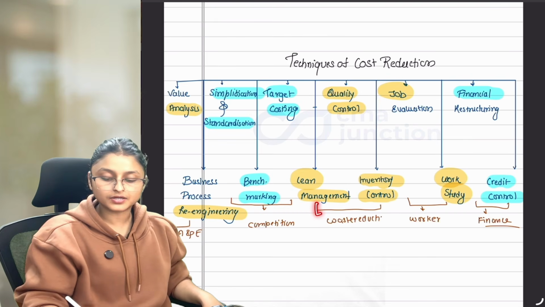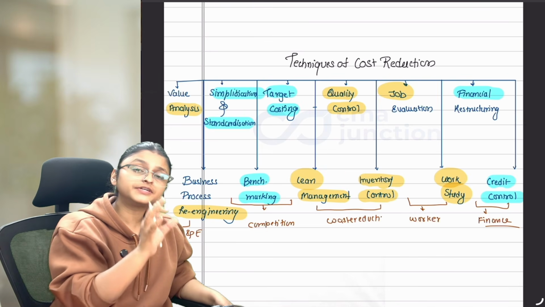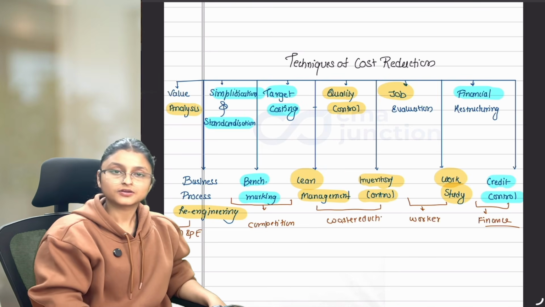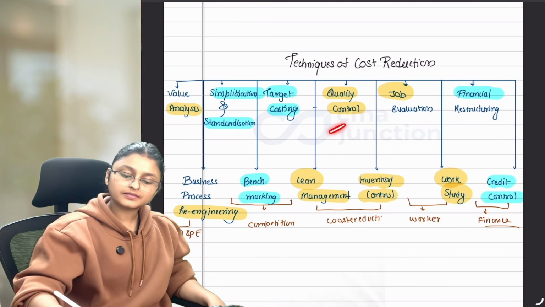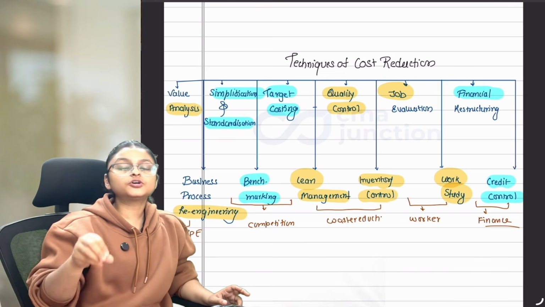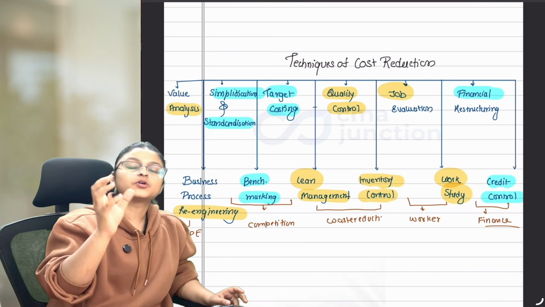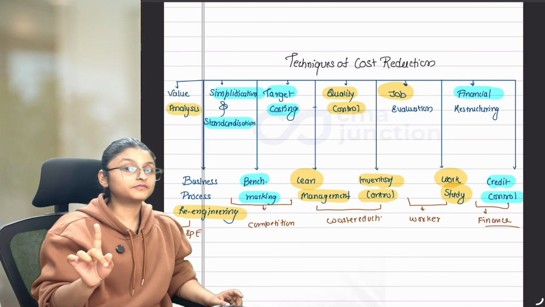The next category is waste reduction. Lean management specifically is the activity of waste reduction. If you are doing quality control, then also you are able to reduce the defects. That is also a waste reduction technique. Inventory control. If you are controlling your inventory, there is no need of making or maintaining a lot of inventory. Hence, there also we are able to reduce the waste.